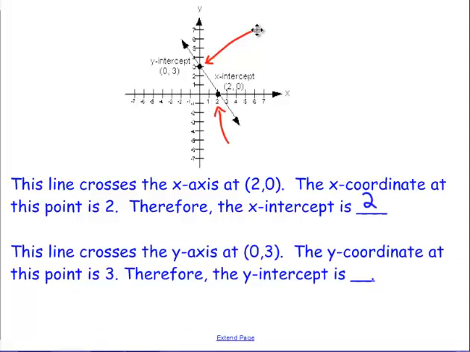It says this line crosses the y-axis at (0, 3). The y-coordinate at this point is 3. And again, the y-intercept is the y-coordinate where it crosses the y-axis. So you could fill in your notes that the y-intercept is 3.